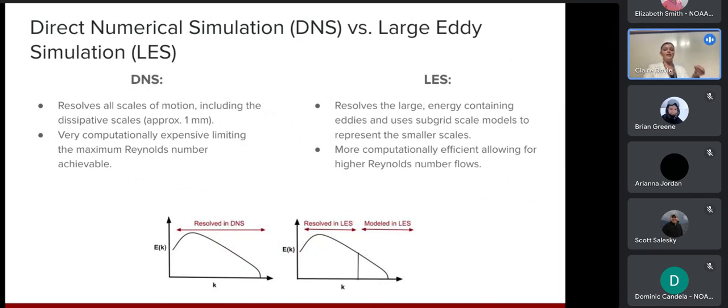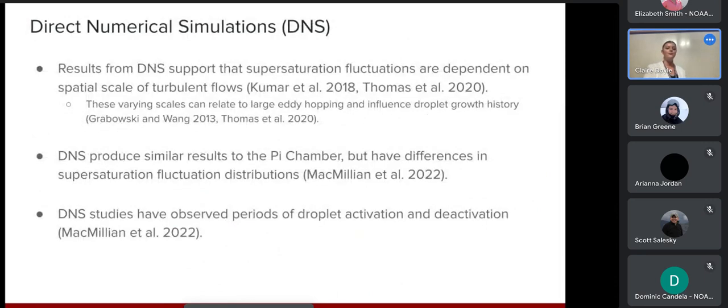But like we said, the smaller scales need to be modeled in LES. And so you have to make sure you're maintaining accuracy when you're doing so. But before we get to that, we should take a look at some results from direct numerical simulations. Recent studies have conducted experiments looking at simulations of the pi chamber, and those support some of the studies that the actual pi chamber found.